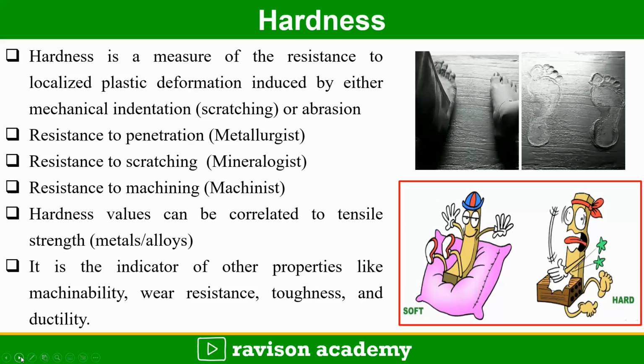So coming to the hardness, it is the measure of resistance to localized plastic deformation induced by mechanical indentation. So hardness is defined as resistance to penetration by metallurgist, resistance to scratching by mineralogist, and resistance to machining by machinists. Hardness value can be correlated to tensile strength of metals and alloys. So it is an indicator of other properties like machinability, wear resistance, toughness, and ductility.